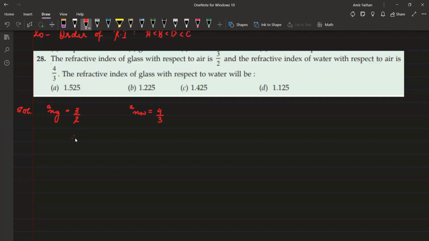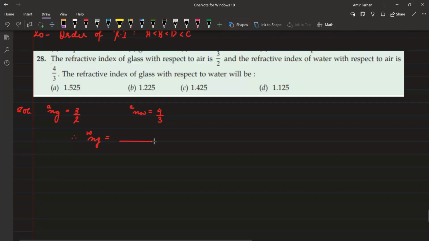So it means that I write down the refractive index of glass with respect to water. In the last class, I told you that when we deal with the speed in the refractive index, we take the reference in the numerator, right? Yes or no, everyone? Yes. But when we deal with the refractive index in terms of absolute refractive index, the reference part will be in the denominator.